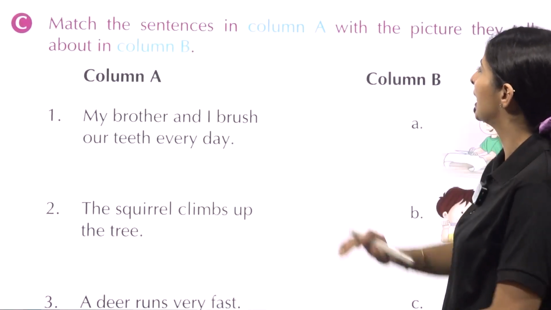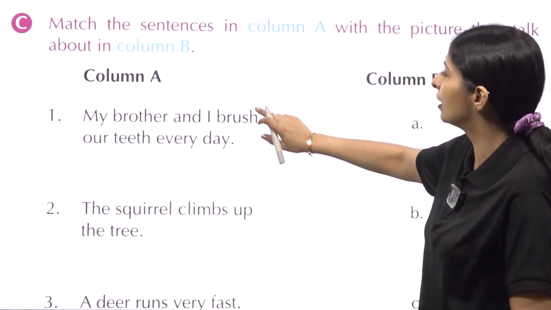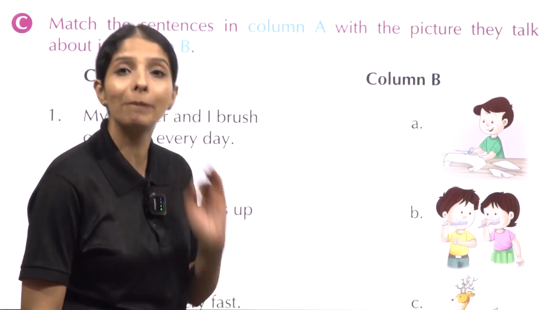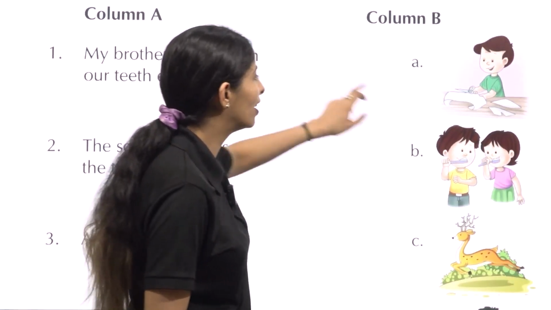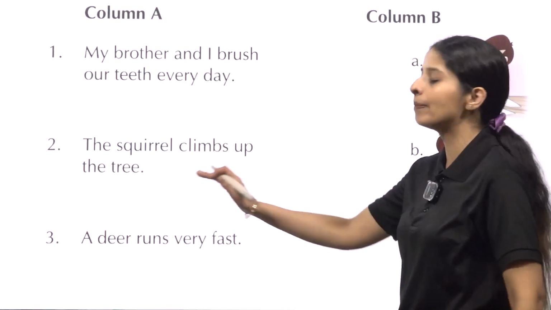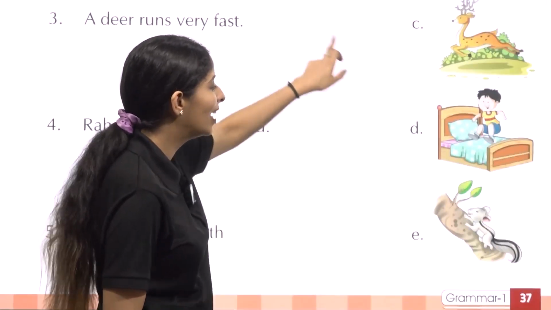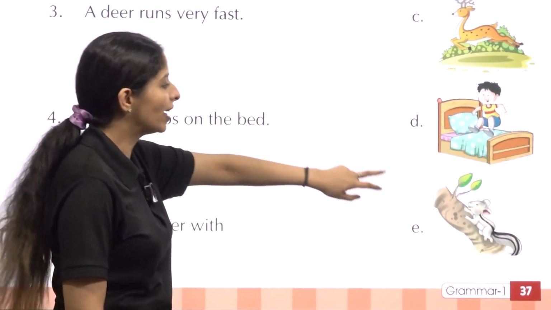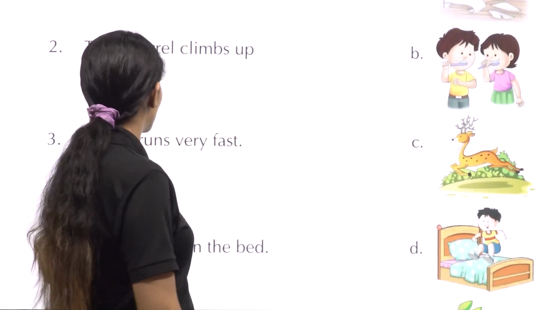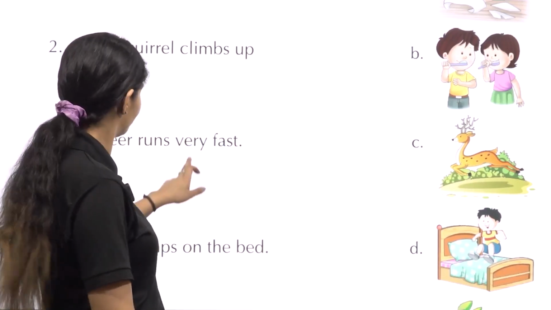Match the sentences in column A with the picture they talk about in column B. My brother and I brush our teeth every day. So you have to match with the picture on the right. Here you can match with this option. Next, the squirrel climbs up the tree. Here you will match it with this picture. You can see the squirrel. A deer runs very fast. You match with option C.